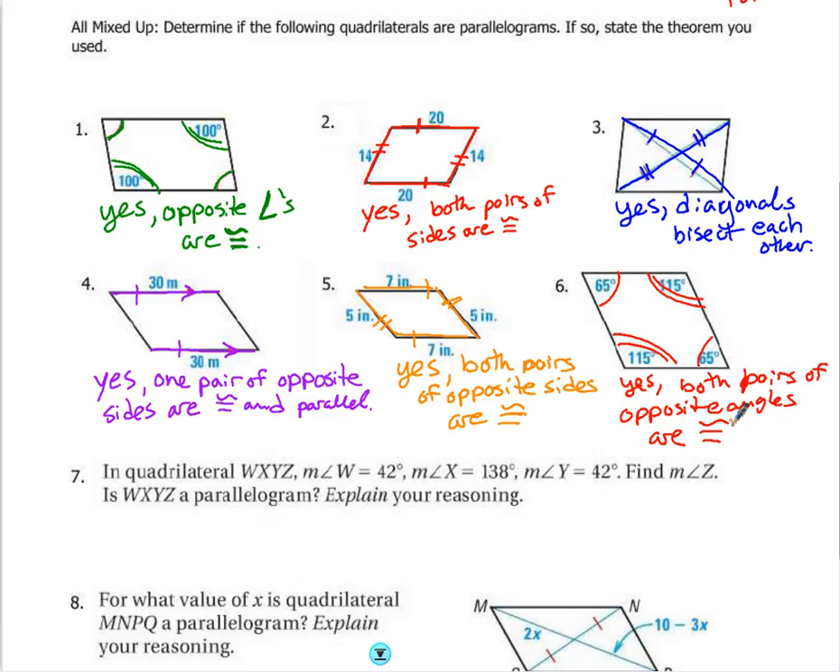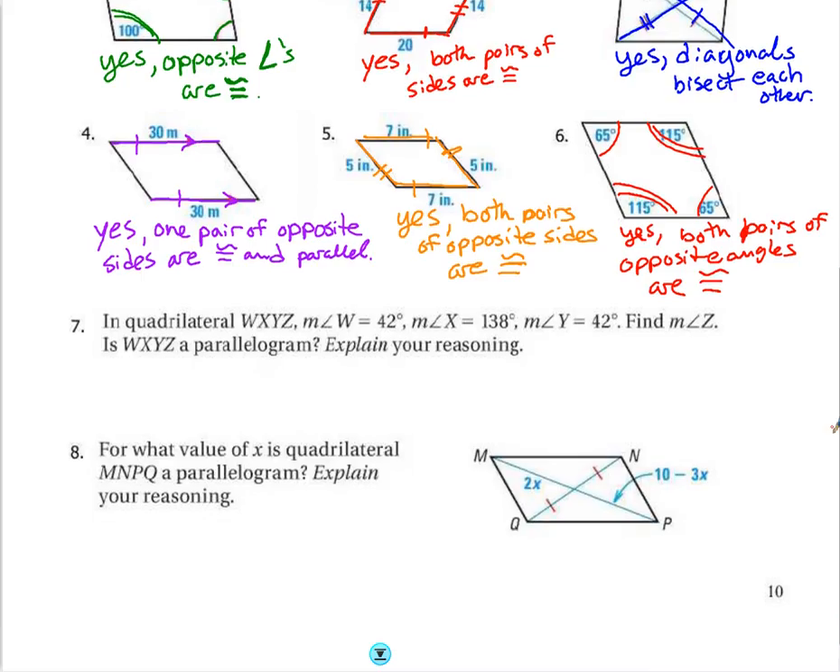Let's look at number 7. The quadrilateral WXYZ is given to me. They tell me that angle W is 42 degrees, angle X is 138 degrees, and angle Y is 42 degrees. Find the measure of angle Z, and once we find angle Z, let's see if this is going to be a parallelogram. Explaining the reason, we're going to have to determine if the opposite angles are congruent.